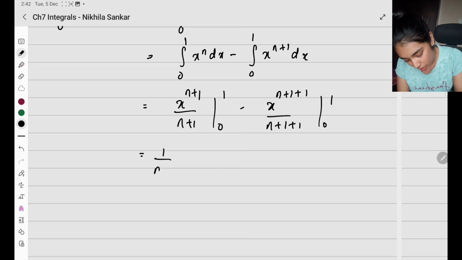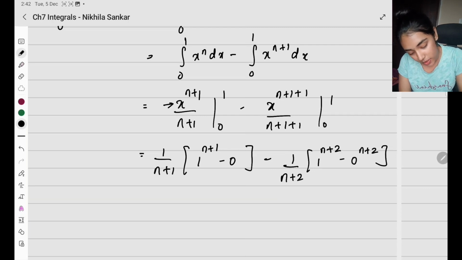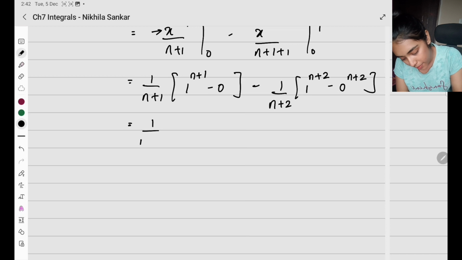So this is going to be 1 by n plus 1 times upper limit minus lower limit. You have to substitute for x. Don't substitute for n. So it is going to be 1 power n plus 1 minus 0 power n plus 1, which is 0, minus what is here? 1 by n plus 2 times 1 power n plus 2 minus 0 power n plus 2. So this is going to be 1 by n plus 1 minus 1 by n plus 2.